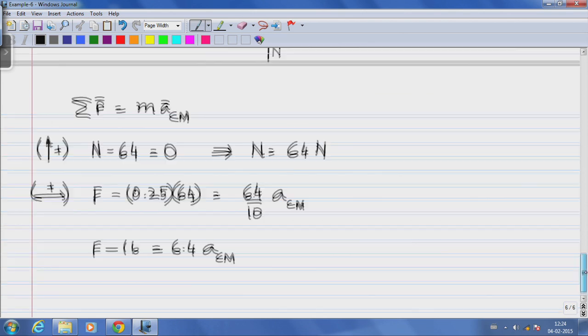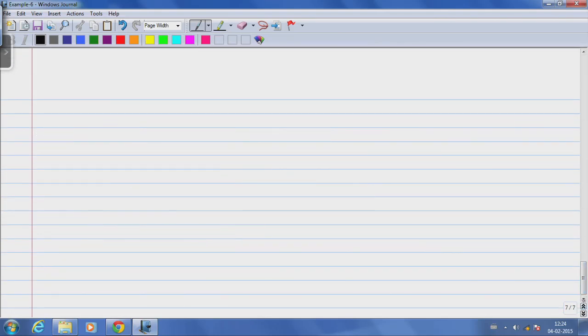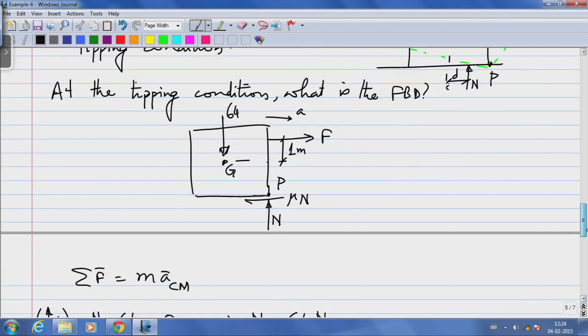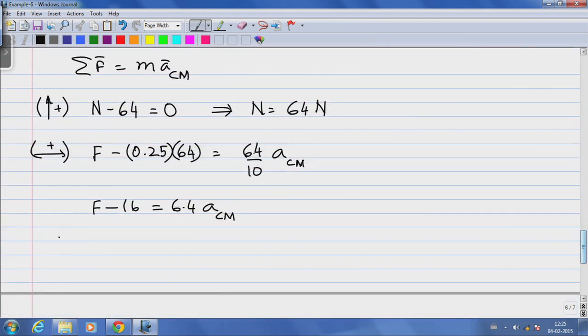Now, I have two unknowns, F and A, and I am unable to compute either the force or the acceleration. So, now I am going to take counterclockwise moments as positive and write the moments about G, the center of mass, equals I G times alpha.